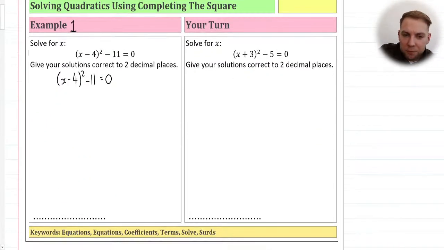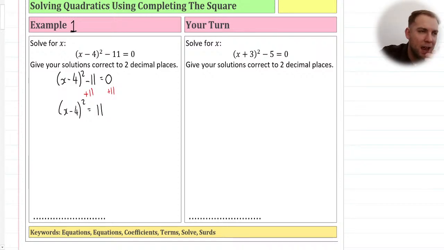Okay, so if I'm solving this like a normal equation, then I just basically work backwards. So the first thing I would do is get rid of the 11 by adding 11 and adding 11. So I end up with x minus 4 all squared is equal to 11. Then when we do this, we've got to do the inverse.